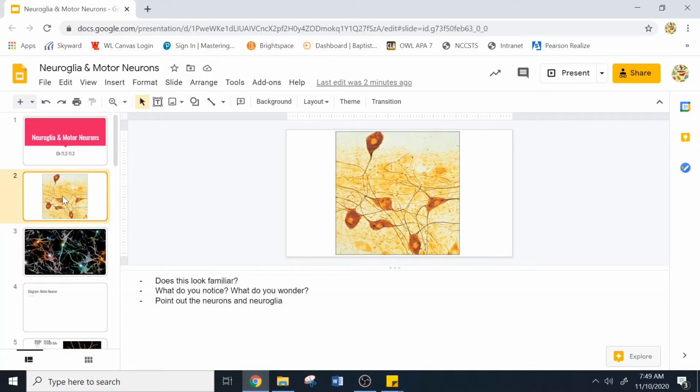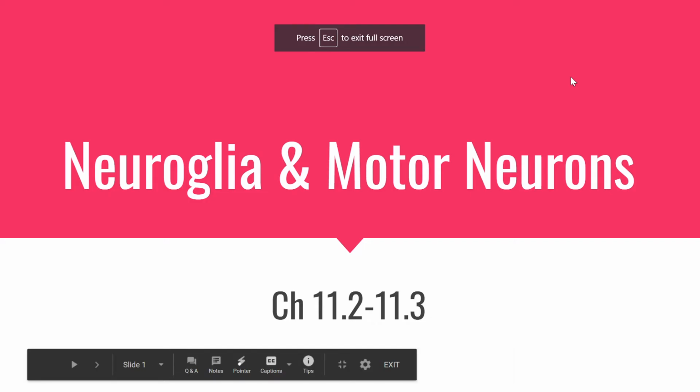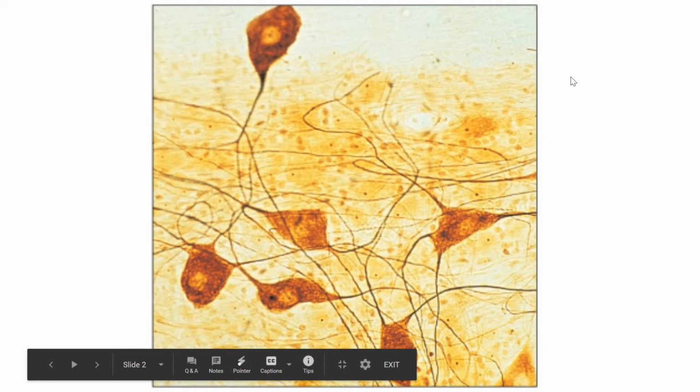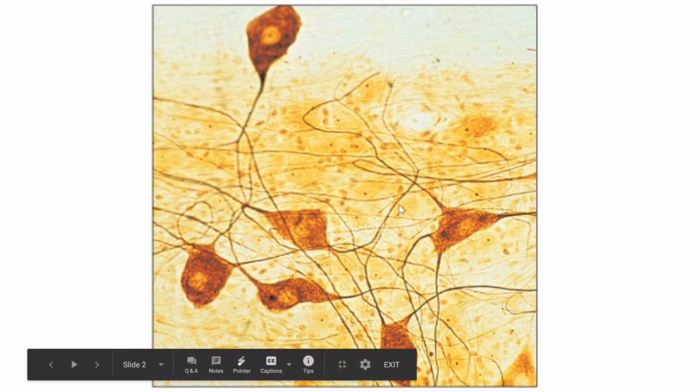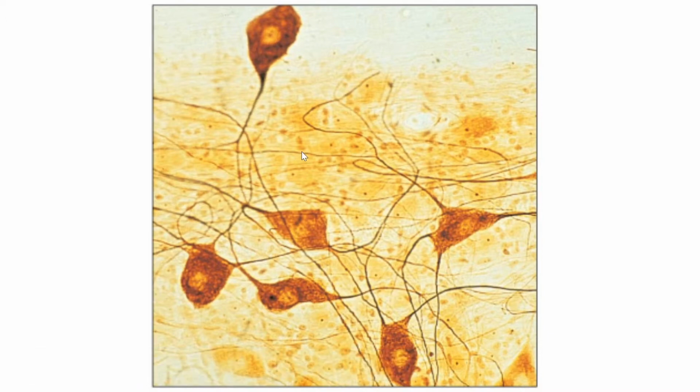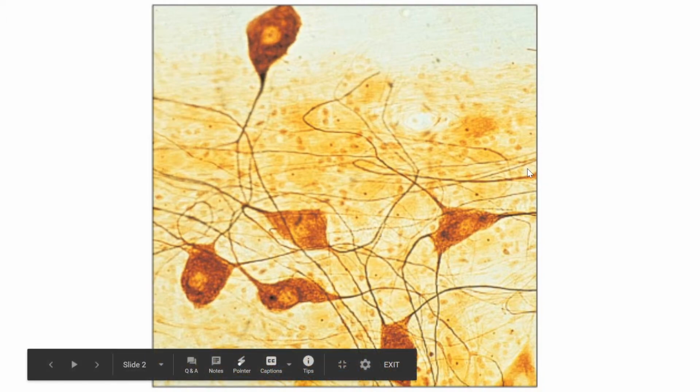Hello. Today we're going to talk about the neuroglial and motor neurons. So this image might look familiar to you from when we studied tissues, nervous tissue, all the way back in our very first unit. These darker structures right here are neurons. So neuron, neuron, neuron. And then all of these little teeny orange blobs all through there, those are glial cells. So little cells that support the neurons and do other important things. So our goal is to understand both of these today.